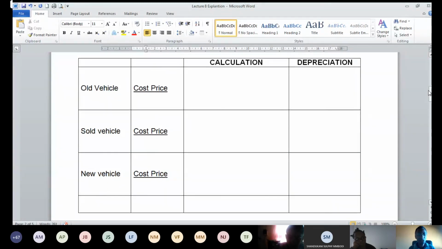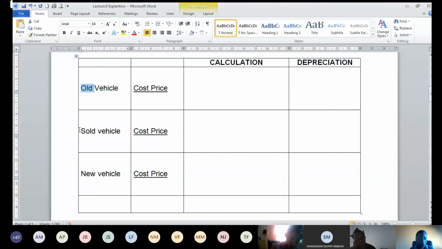Your vehicles, guys, you divide into 3 categories. You call it old, sold, and new. When we talk about new vehicles, guys, we talk about the vehicle that was purchased during the course of the year. And you will recall that we bought a vehicle. That vehicle was purchased during the course of the year. It was purchased on the 1st of July. And that vehicle was purchased for 160,000.